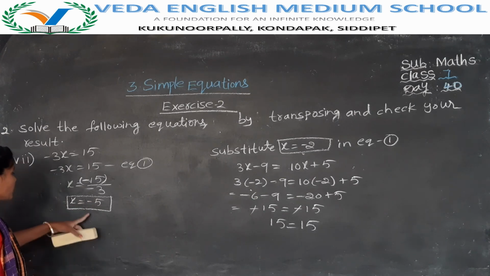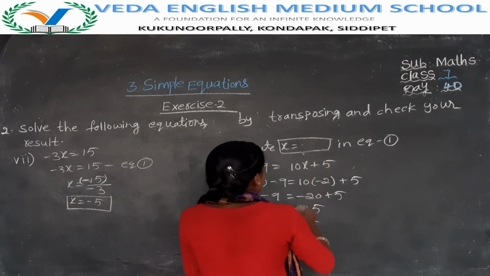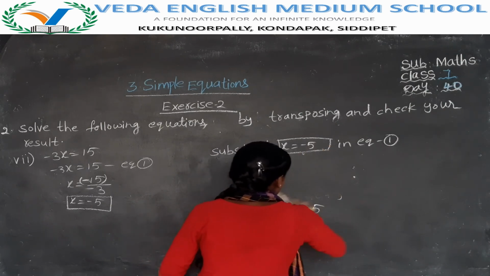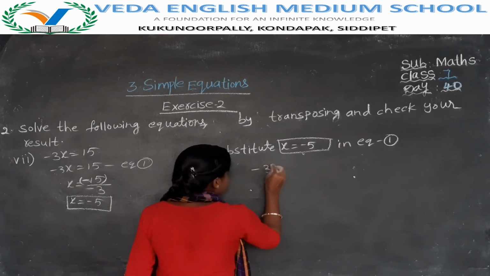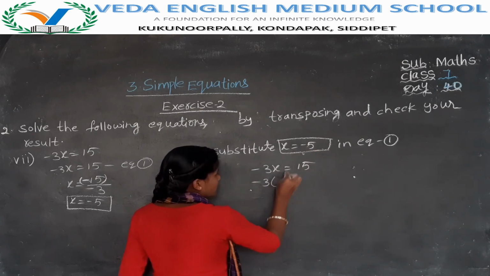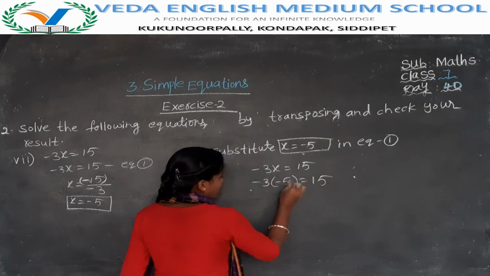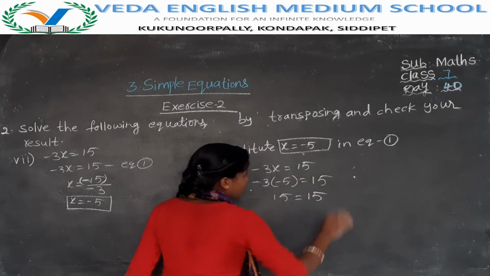Now what we have to do? Substitute x is equal to -5 in equation 1. So x is equal to -5. -3x is equal to 15. It is equation 1. So -3 into what is the value of x? -5 is equal to 15. 3 5s are 15. Minus into minus is plus. 15 is equal to 15.